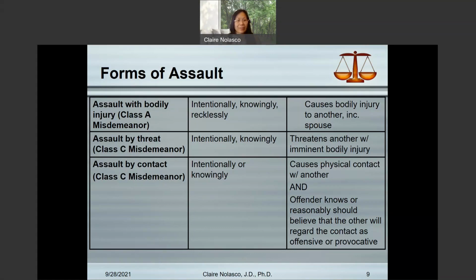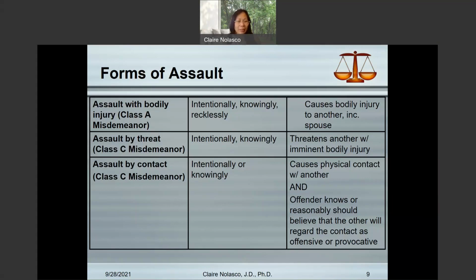Assault by threat is a Class C misdemeanor offense. The mens rea, or criminal mind required, is intentional or knowing. And the actus reus, the conduct prohibited, is threatening another with imminent bodily injury. What does imminent bodily injury mean? Imminent means that it is present and immediate. The threat will likely happen sooner instead of in the distant future.